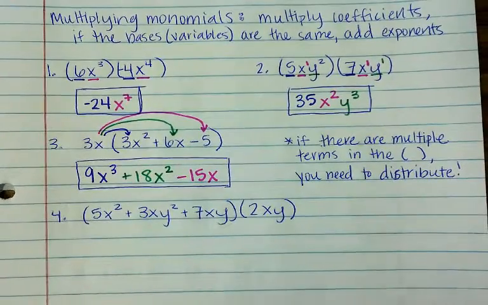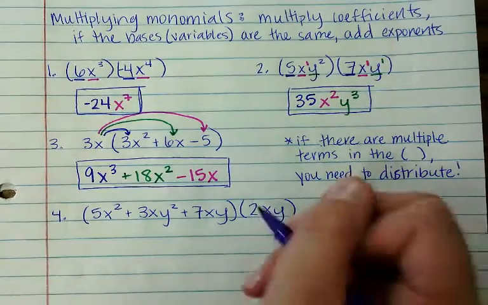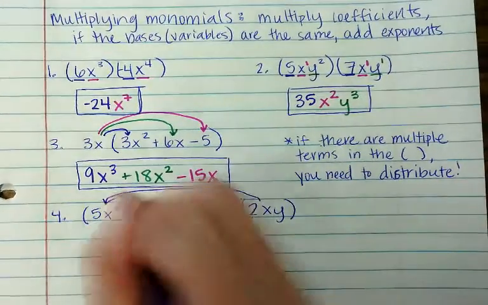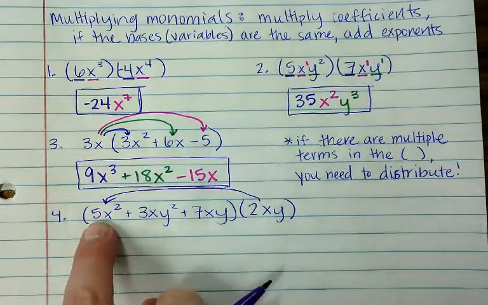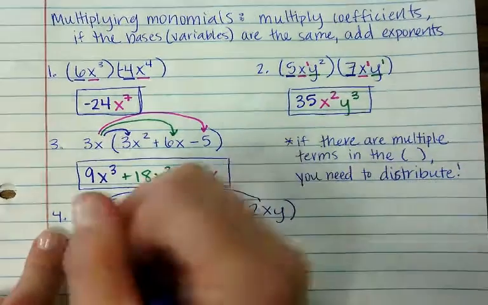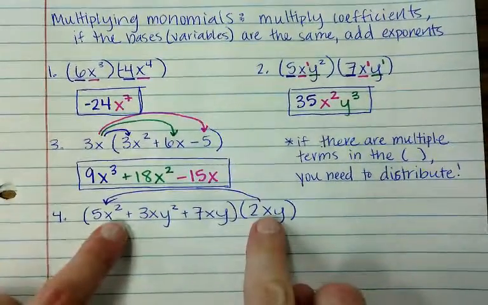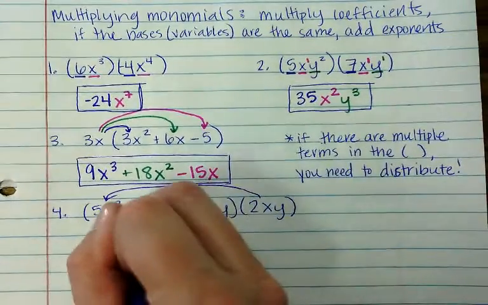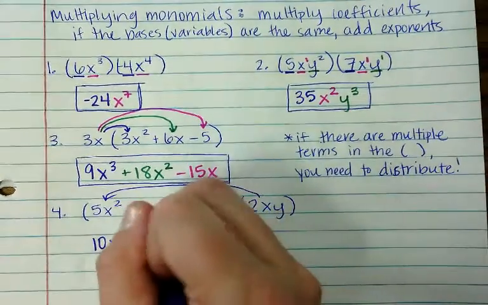Are you guys comfortable with that? So we're just going to do it from the right side instead of the left side. So I'm going to go here, and I'm going to go all the way to xy times 5x squared. So 5 times 2 would be 10. X squared times x would be x cubed, and then I still have my y.